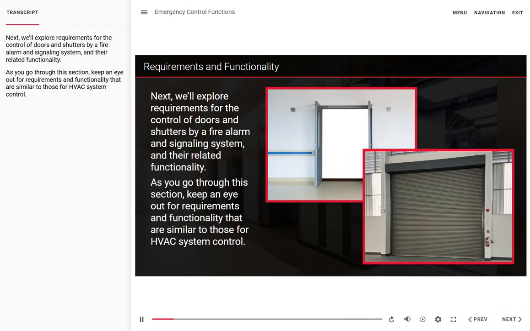Next, we'll explore requirements for the control of doors and shutters by a fire alarm and signaling system, and their related functionality. As you go through this section, keep an eye out for requirements and functionality that are similar to those for HVAC system control.